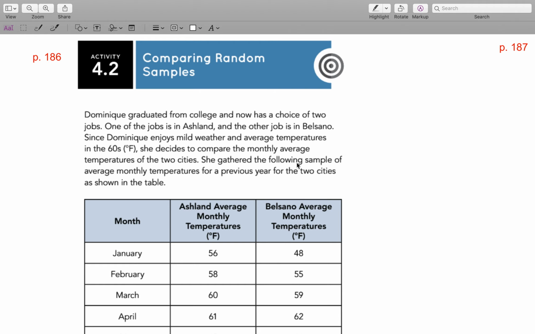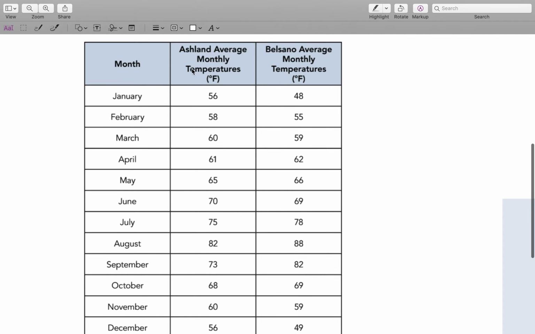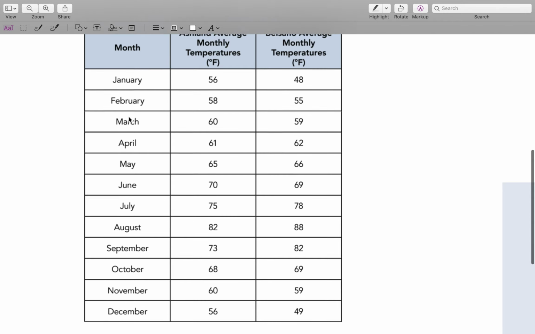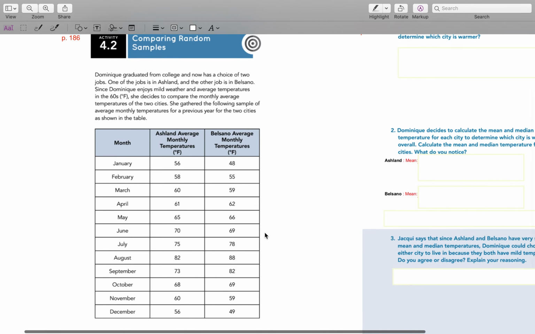She gathered the following sample of average monthly temperatures for a previous year for the two cities, as shown in the table. So we have this table, Ashland average monthly temperatures right here in this column. This column we have Bolzano average monthly temperatures, and it's listed by months. Okay, so let's go ahead and look at the next page.